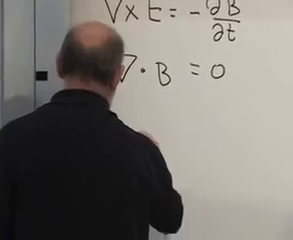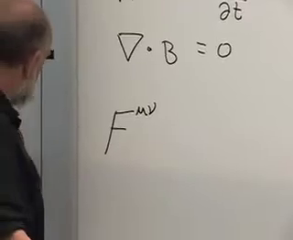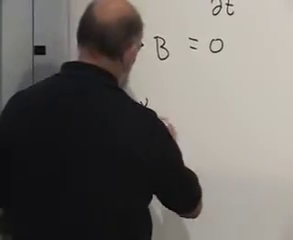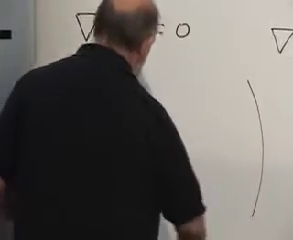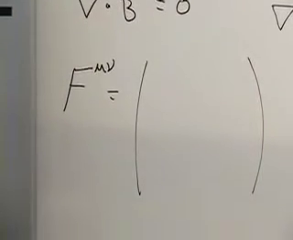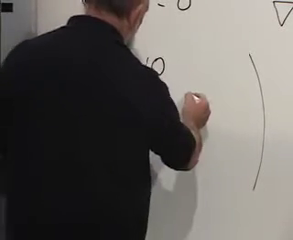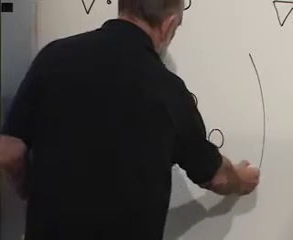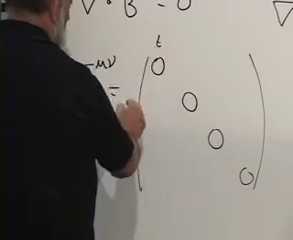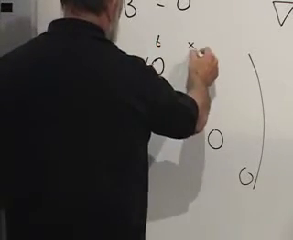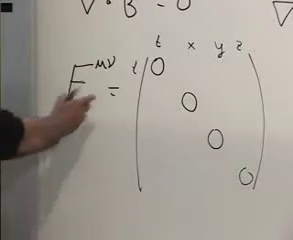There's an antisymmetric tensor, F mu nu, and it's 4 by 4, it's a matrix, and its components are made up out of the electric and magnetic fields. Since it's antisymmetric, it has zeros on the diagonal. Incidentally, in the first row and first column, I'm going to put the time component, then the x, y, and z components.